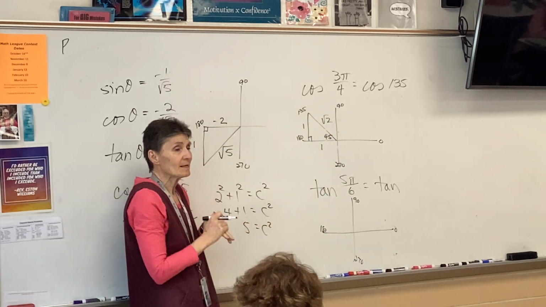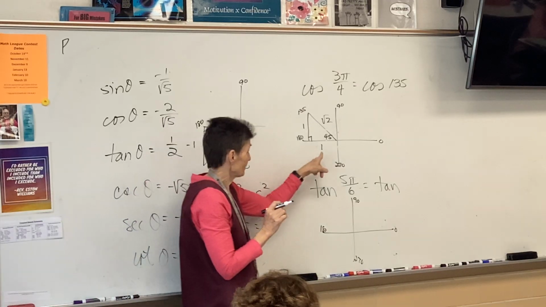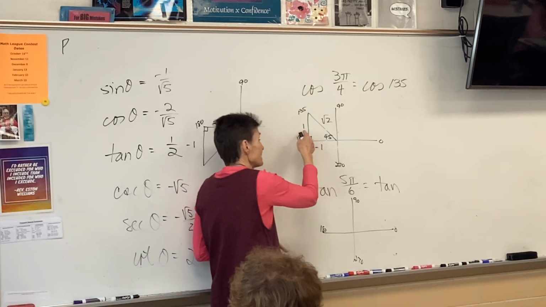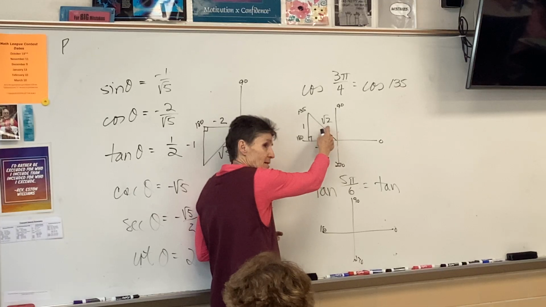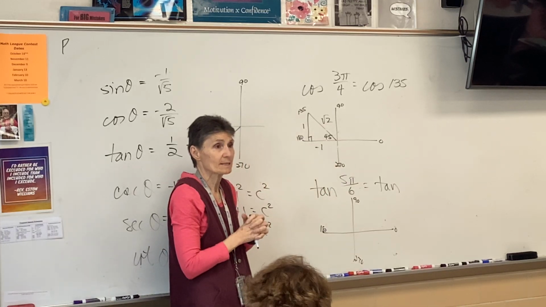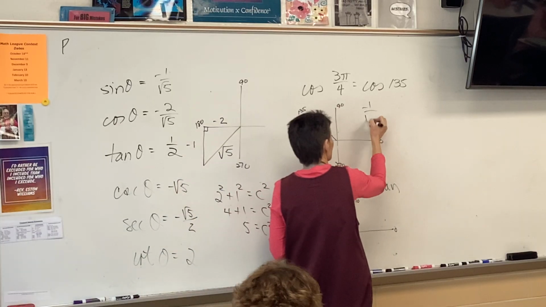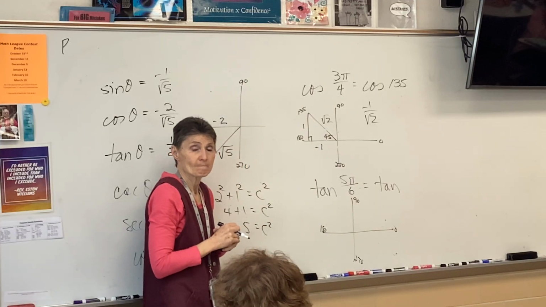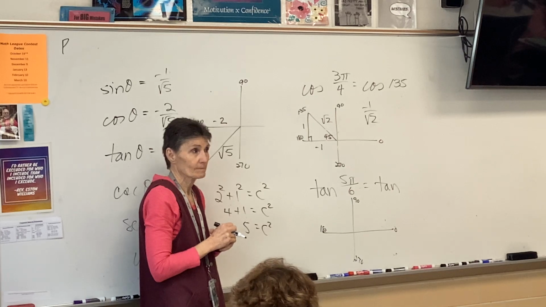Is anything in that picture negative? That one right there, left. This is not negative, that's up. That's always positive, so we're gonna worry about that one. All right, what's cosine? Cosine is adjacent over hypotenuse, so negative 1 over root 2. Got it?